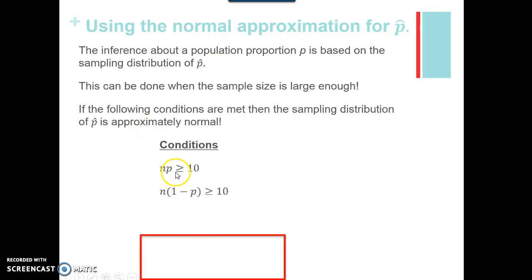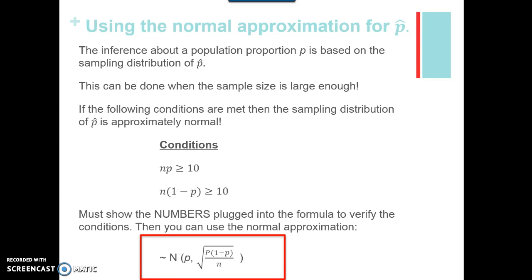The first one is np greater than or equal to 10 and n times 1 minus p greater than or equal to 10. Make sure you show the numbers plugged into these formulas, okay? That's going to allow us to show that the sampling distribution is approximately normal. Same thing as the binomial distribution. There's that tipping point where the distribution becomes normal. You must show the numbers plugged into the formula to verify the conditions. Then we can use the normal approximation.